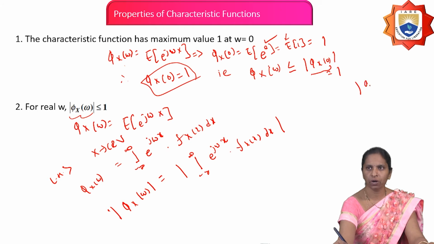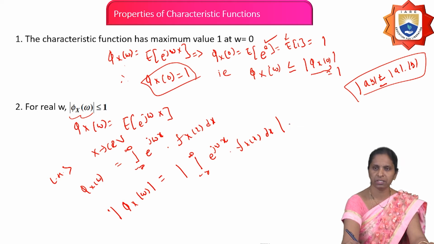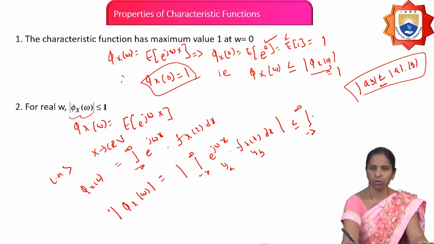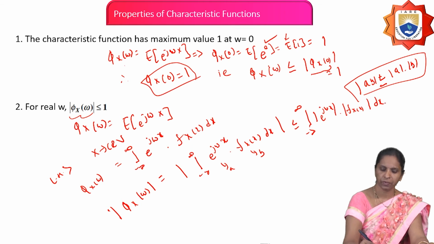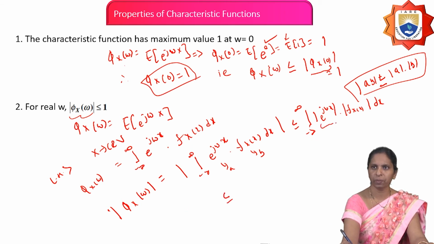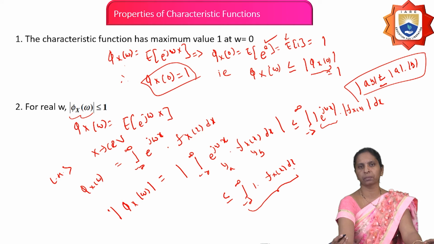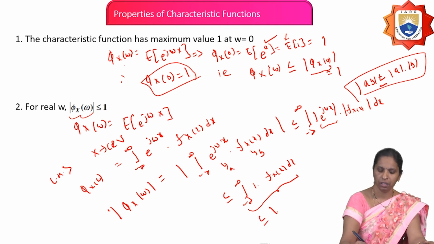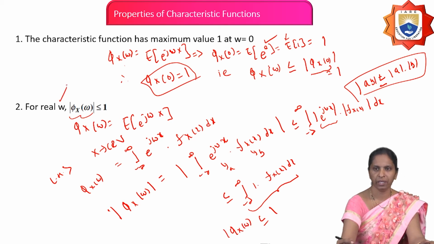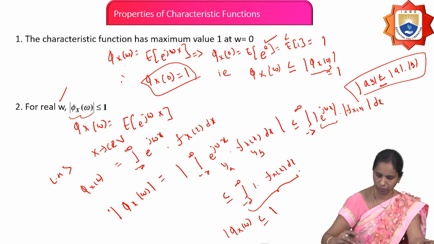Now, how can you write mod of a into b? Previously, you have seen that mod of a b is always less than or equal to mod a into mod b. By using this theorem, you can write this as less than or equal to integration minus infinity to infinity, let's say this is a and this is b, mod of e power j omega x into mod of f x of x dx. What is mod of e power j omega x? Previously we saw that value equals 1. So it is 1 into f x of x dx. And what is integration of f x of x dx? That is nothing but the area under the density function, which is equal to 1. Therefore, for real values of omega, the characteristic function is always less than or equal to 1.